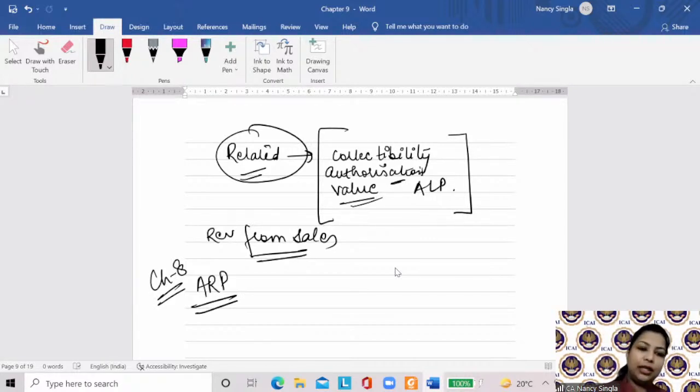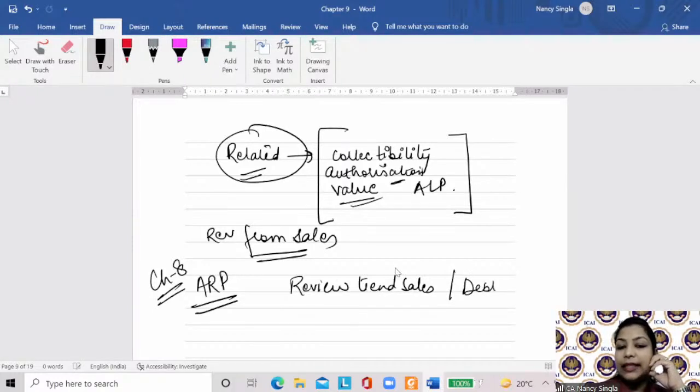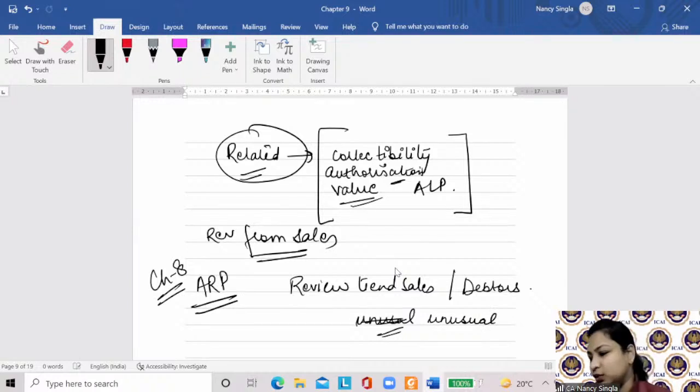So meanwhile, you will tell me. So auditor can always review the trend of the sales, of the debtors, and can compare it. Okay. Auditor can see, is there any unusual trend? Sandeep, Pooja, Menon, Surbhi, all these students have answered correctly. Please send your answer again.